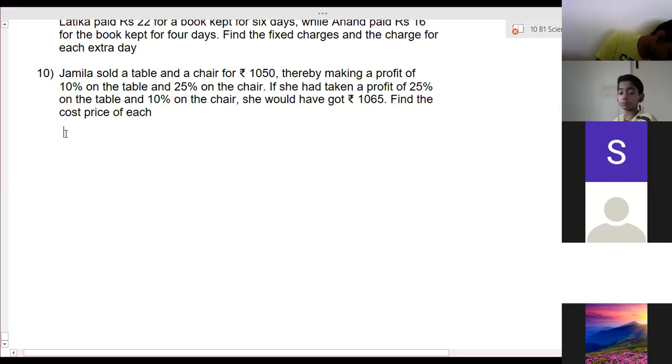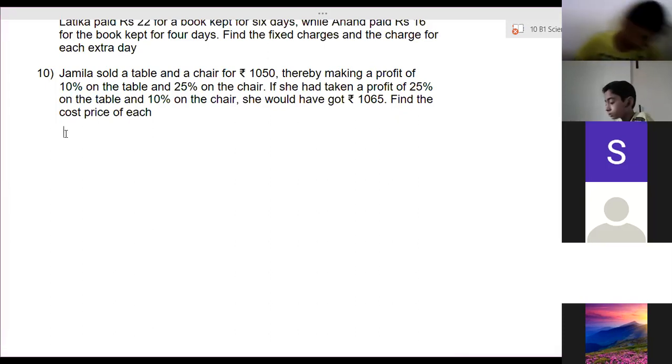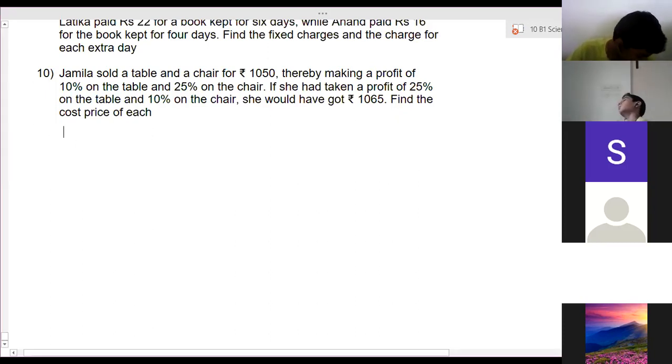So now here, for cost, profit, loss, selling price, CP, SP, you need to know the formulas for all these. This one also, interest, the simple interest formula, you need to know for these questions. Jamila sold a table and a chair for rupees 1050. So together, the total cost of one single table and one single chair is 1050.